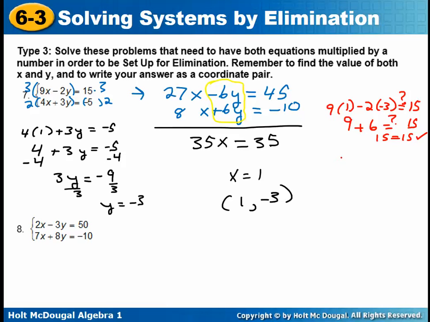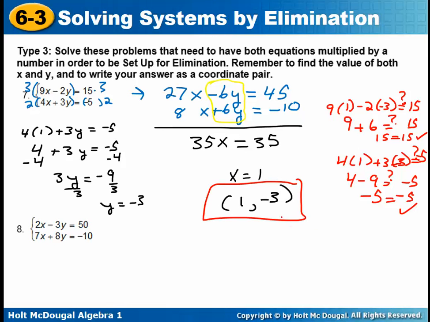In the second equation, I have 4 times 1 plus 3 times negative 3. Use the original equations to check. And I want to see if that's equal to negative 5. So 4 times 1 is 4. 3 times negative 3 is negative 9. And I want to see if that's equal to negative 5. And it is. It checks. So this is a good answer and ready to move on.